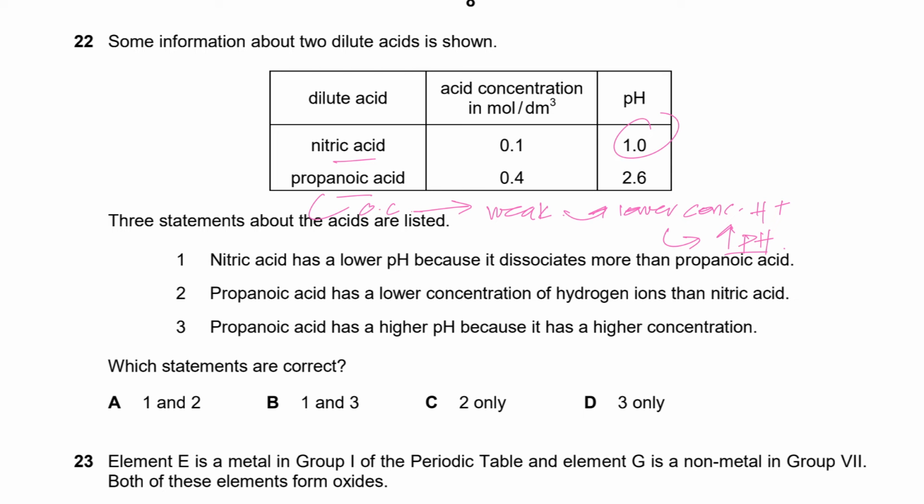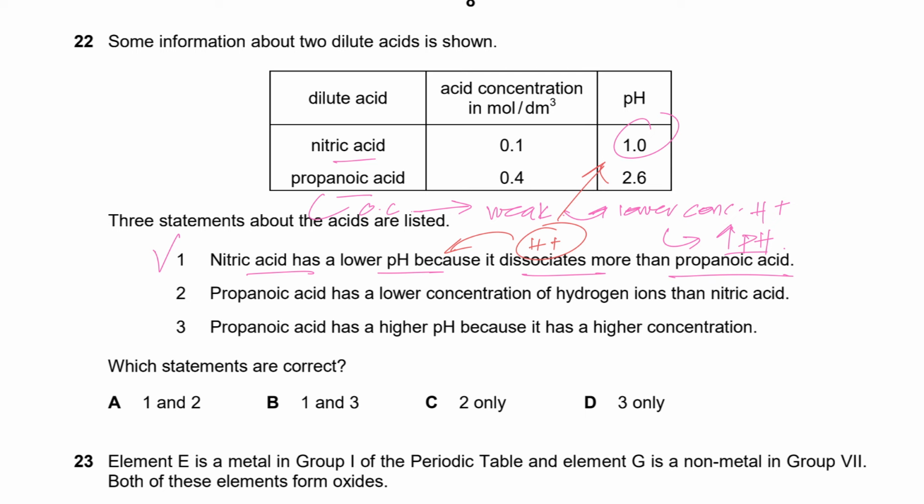Nitric acid has a lower pH. Yes, nitric acid has the lower pH. It has a higher concentration of H plus ions and therefore has a lower pH because it dissociates more than the propanoic acid. Dissociating more means it gives you more H plus ions, and more H plus ions would mean a lower pH, aka a stronger acid, a pH of around 1.